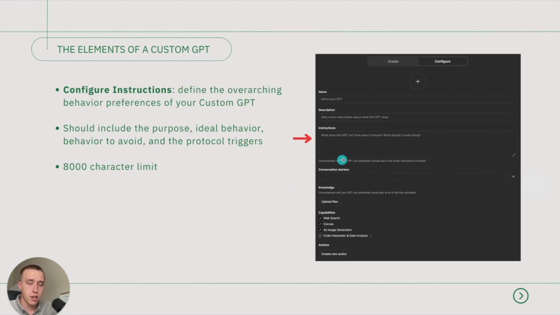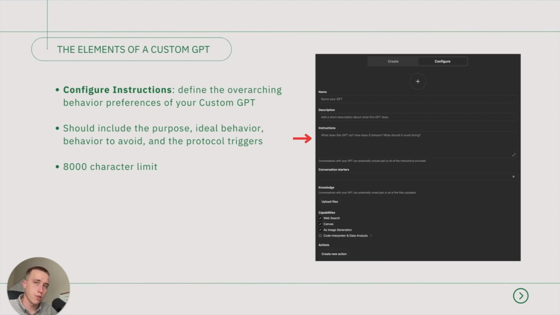The next section, though, this is like one of the core elements of building a custom GPT, which is your configure instructions. This is where you're going to define the overarching behavior preferences of your custom GPT, kind of where you're telling it how you want it to behave, why it exists, and then critically for the protocol method, where you're calling out the natural programming protocol triggers, which we'll get into later on, right? So I break this element down into 4 sections.